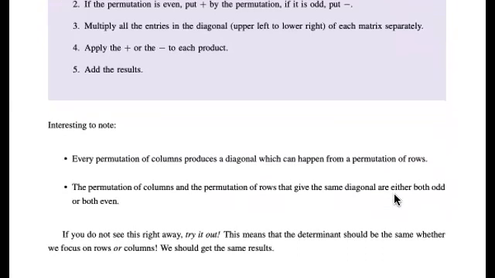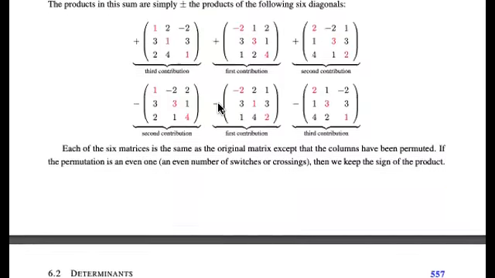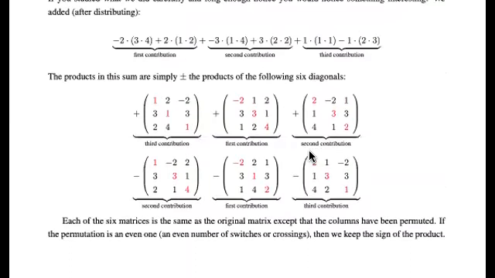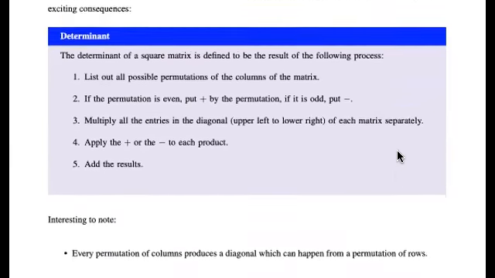Every permutation of columns produces a diagonal. This is interesting to note. We could have actually gotten the same result from the calculation by doing rows. We end up getting the same diagonals, and we can still do it with even and odd permutations. So this whole definition that we did with columns, we could have done with rows instead, and it gives us the same result. That's interesting to note.